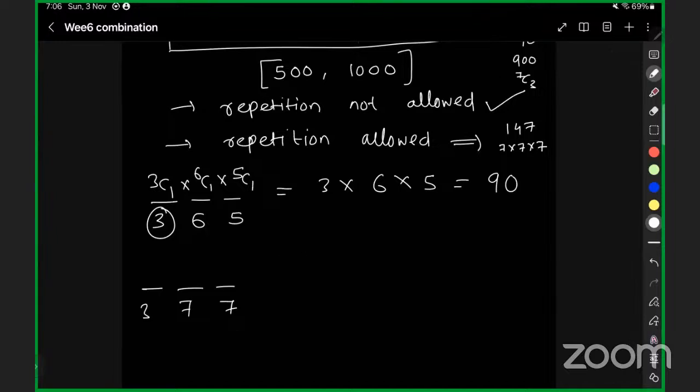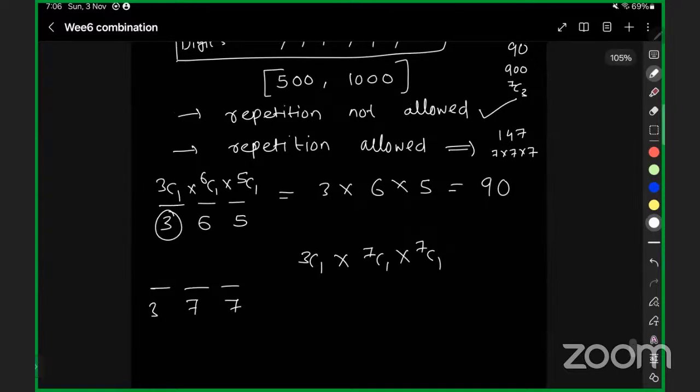So how will you do it? 3C1, 7C1, and 7C1. This way you can form numbers. So you'll have 3 into 7 into 7, which is 147. Okay, so this is the right answer.